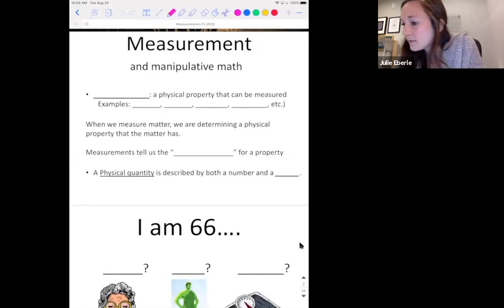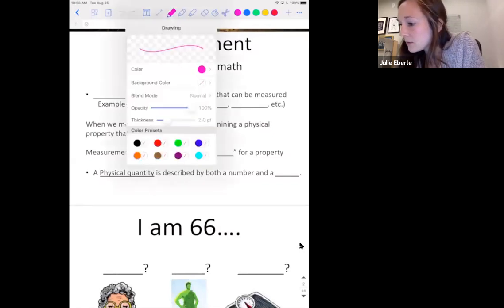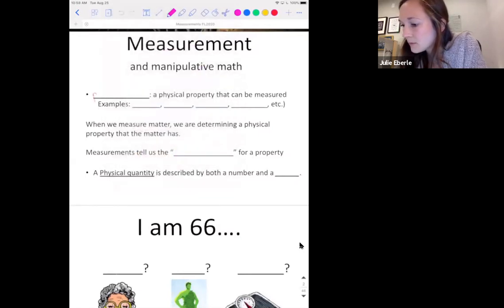Physical quantity is this first blank. We're talking about physical quantities. We talked about matter last week, and we said chemistry is the study of matter. And as we study it, we realize matter is all the time changing. So we have to be able to assess how it changes, and that's why we take measurements. When we're taking a measurement, we're assessing a physical quantity, which is a physical property that can be measured.